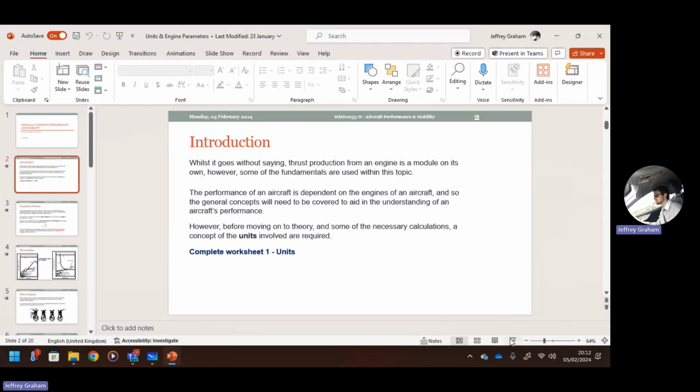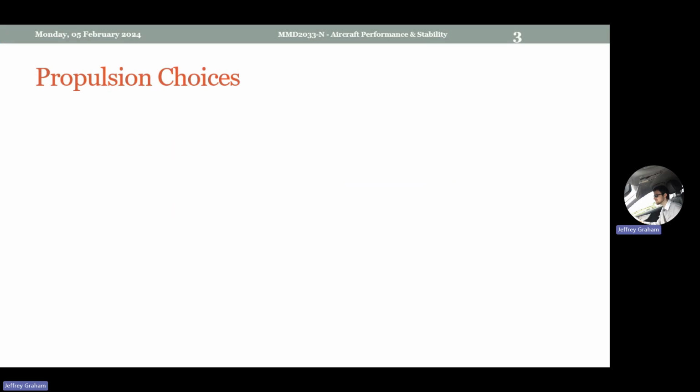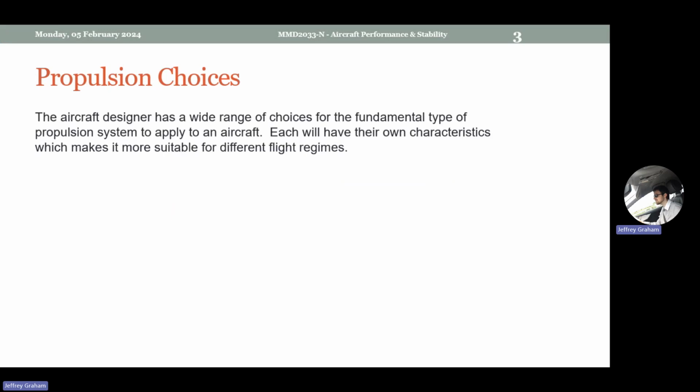Back in the PowerPoint. Right, choices, propulsion. There's multiple choices that we can select. So obviously the piston engines, gas turbine engines, jet engines, slightly different. All do the same point of pushing the aircraft forwards, giving a thrust. But each of them have their own, you can see here, characteristics, making them more suitable for different flight regimes. So it all then depends on what you want to do.